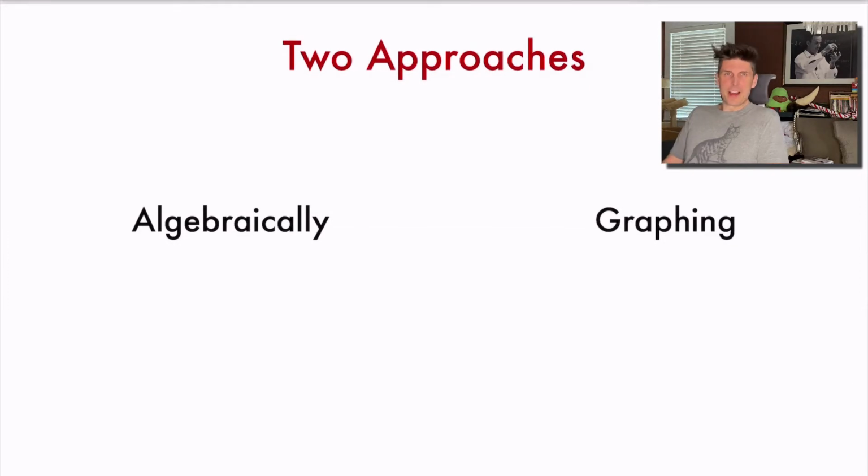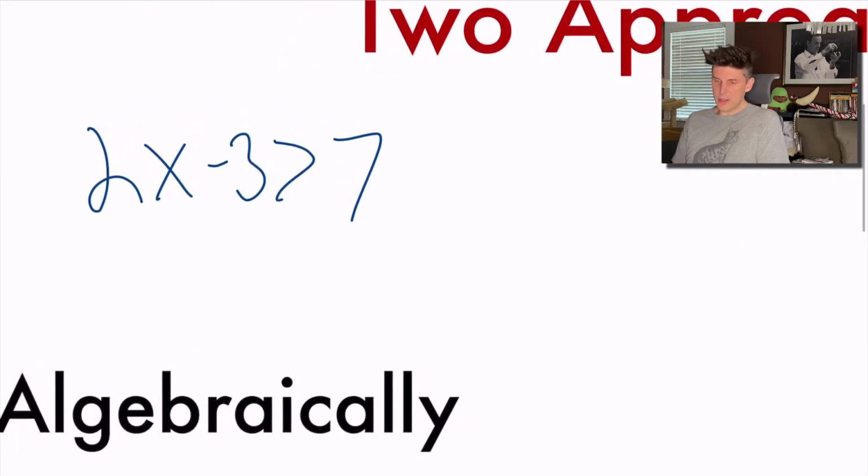And what I mean by nonlinear inequality: linear would be like 2x minus 3 is greater than 7, right? I'll just write that out real quick. So 2x minus 3 is greater than 7. That's a linear inequality. You just solve it like you'd solve a linear equation. You'd add 3 to both sides, divide both sides by 2, blah, blah, blah.